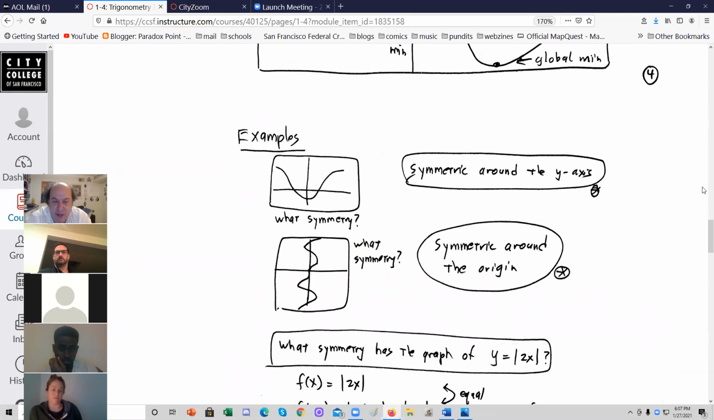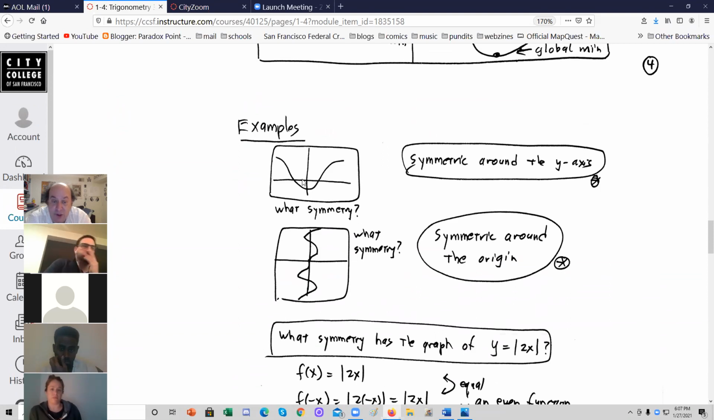All right, now here we go. Here's some examples. What's the symmetry of this graph? Well, it's symmetrical around the y-axis. This is not the graph of a function, but what is its symmetry? Well, if you flip it around 180 degrees, same graph, so it's symmetrical around the origin.